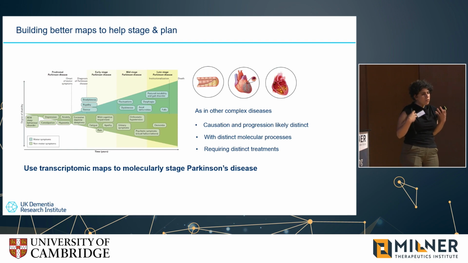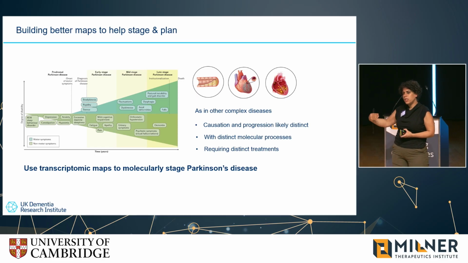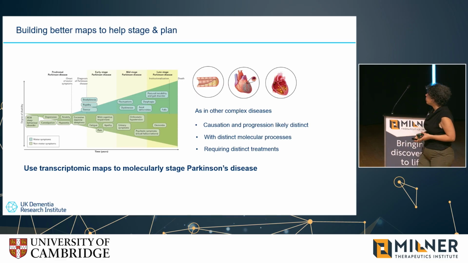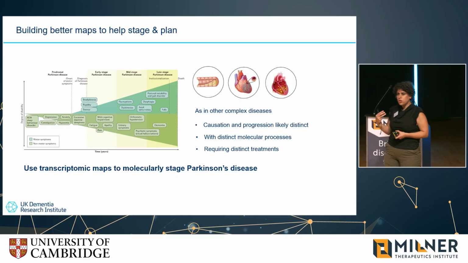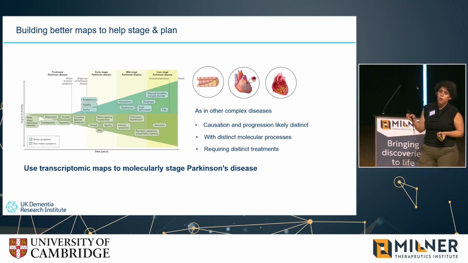So just to reiterate the point, there's a need to build a better map. You're building a better map in order to stage the disease correctly, in order to identify where in this process the patient really is. For that, you need a detailed transcriptomic map that describes the features much more carefully. And I think what it's demonstrating is that causation and progression are likely to be distinct in Parkinson's disease, that there are distinct molecular processes, and that they may require distinct treatments.